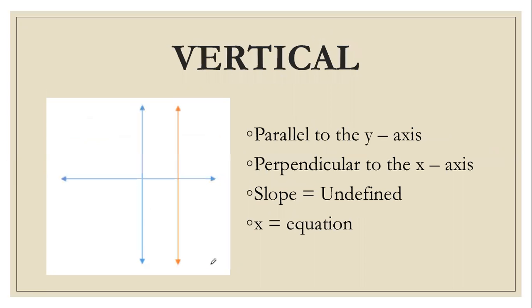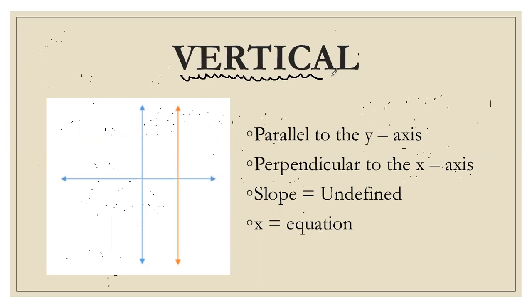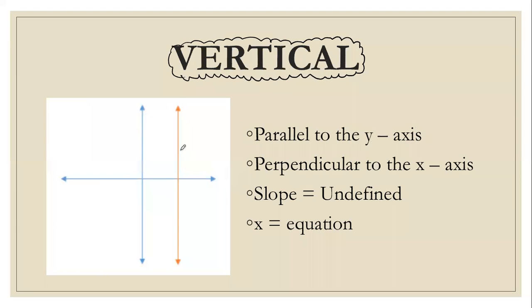Yep. All right, next line, and that's the end of our learning today, is vertical lines. A vertical line is straight up and down. That means it's parallel to the y-axis, meaning it's perpendicular to the x-axis. It would create a 90-degree angle with the x-axis.